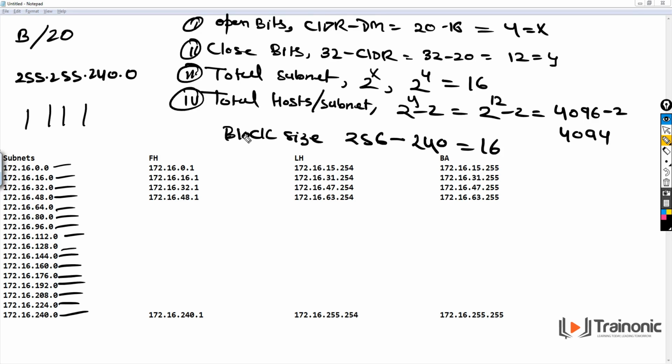Yes, and you can see here the first host of the first subnet is 0.1, last 15.254, broadcast 15.255. The same process will happen for all the subnets.